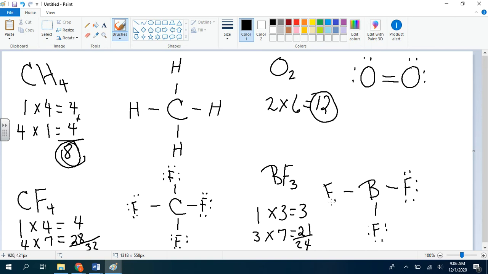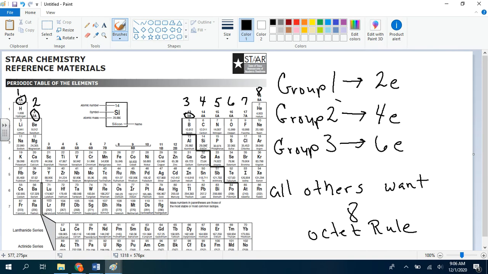Now here's the thing with boron. Boron is an exception. Look where he is. He's here in group 3. Remember, group 3 only needs 6, not 8.